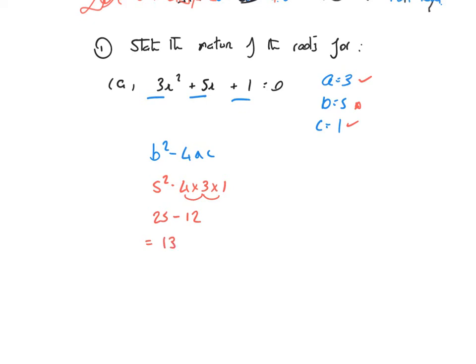Now, if you look back to the note there, it said that when b squared minus 4ac is greater than 0, then the roots are real and distinct. Now we can see that b squared minus 4ac is equal to 13, so what we're going to say there is 13 is greater than 0, b squared minus 4ac is greater than 0, therefore roots are real and distinct. Because if we calculate that thing to be greater than 0, it means that the roots are real and distinct.